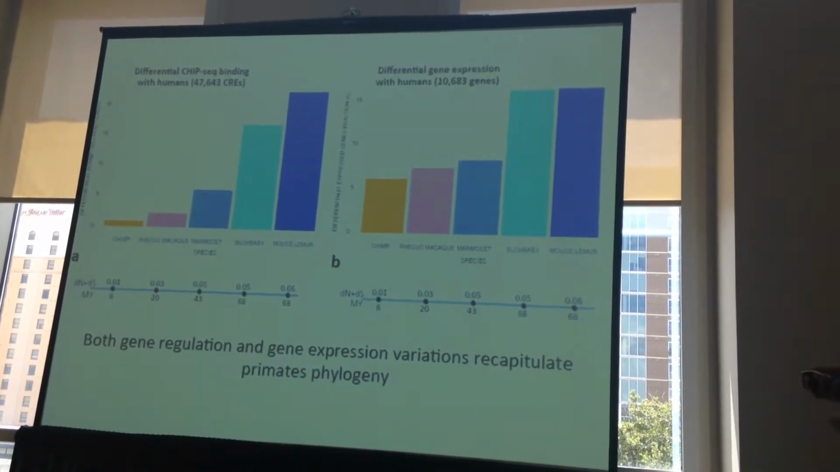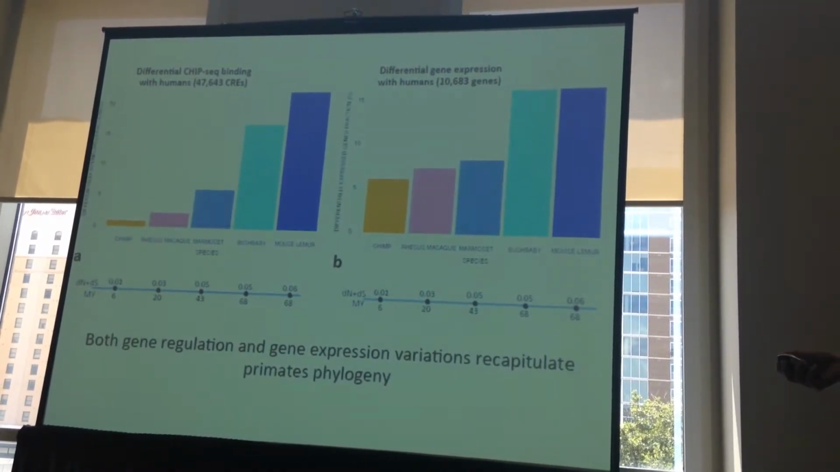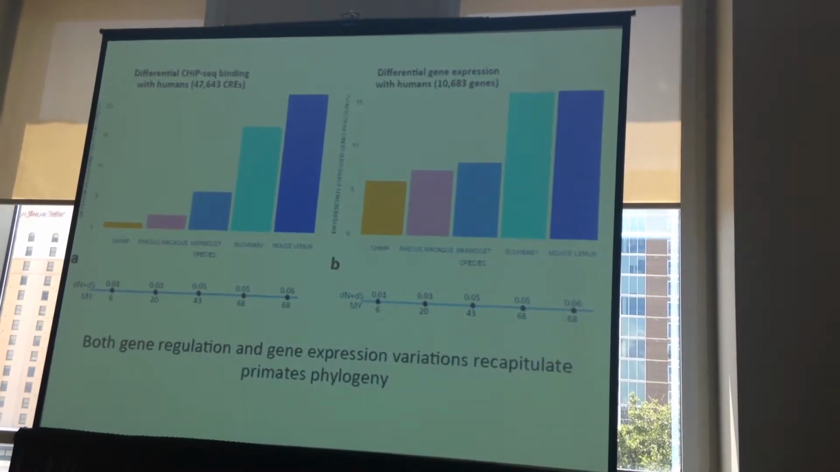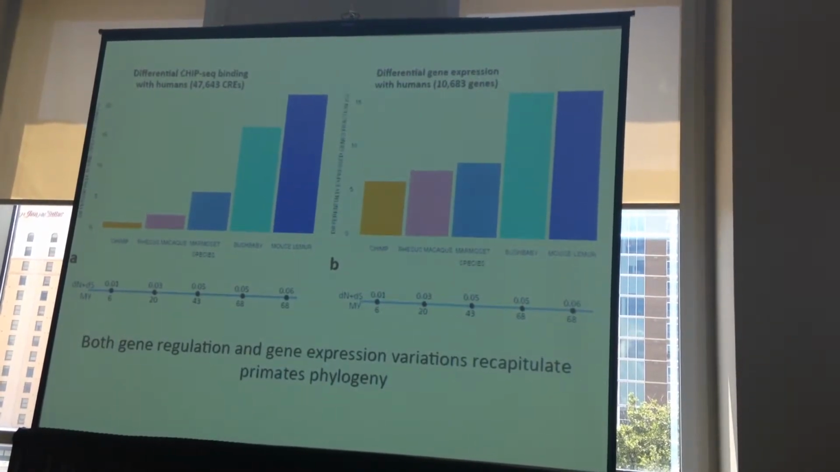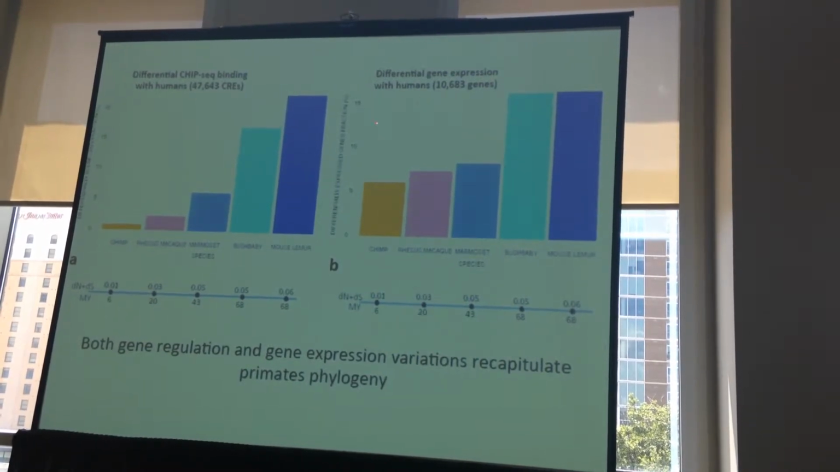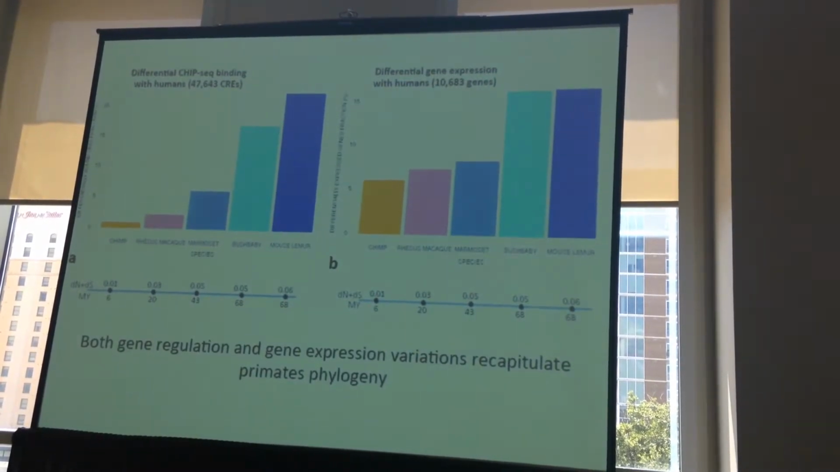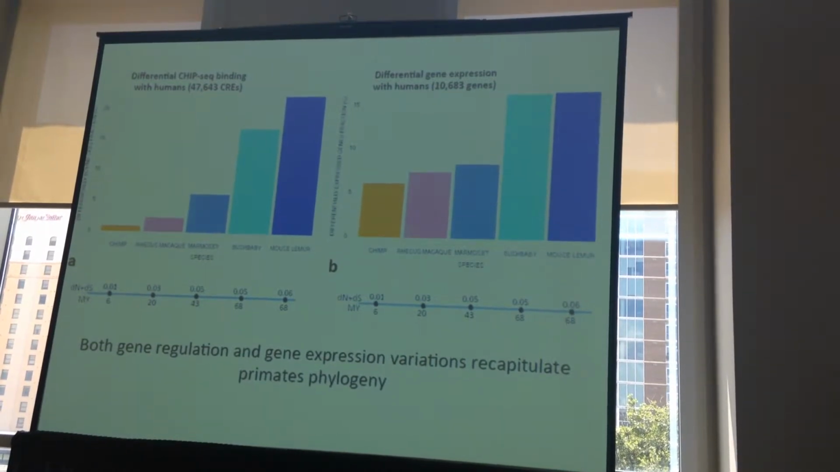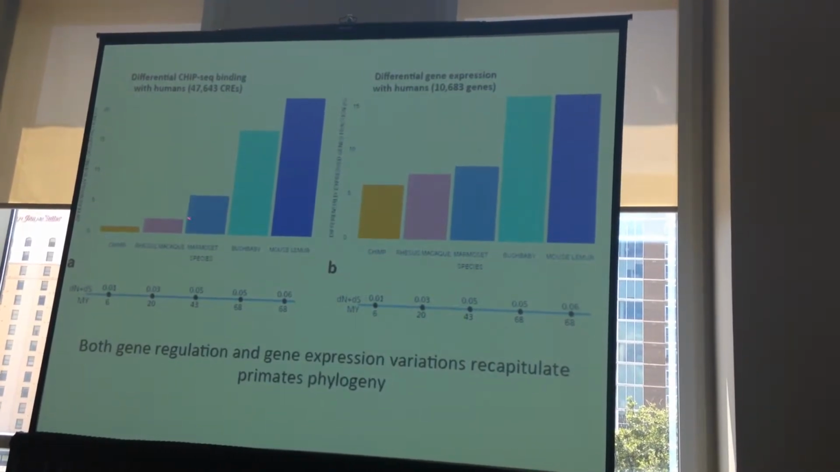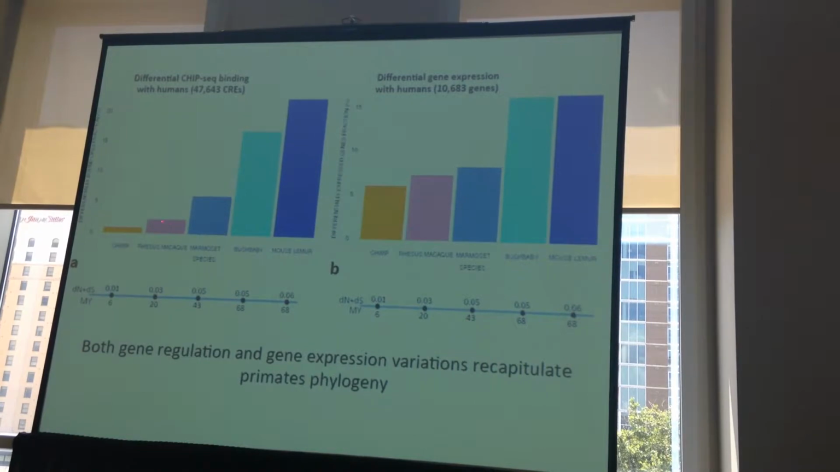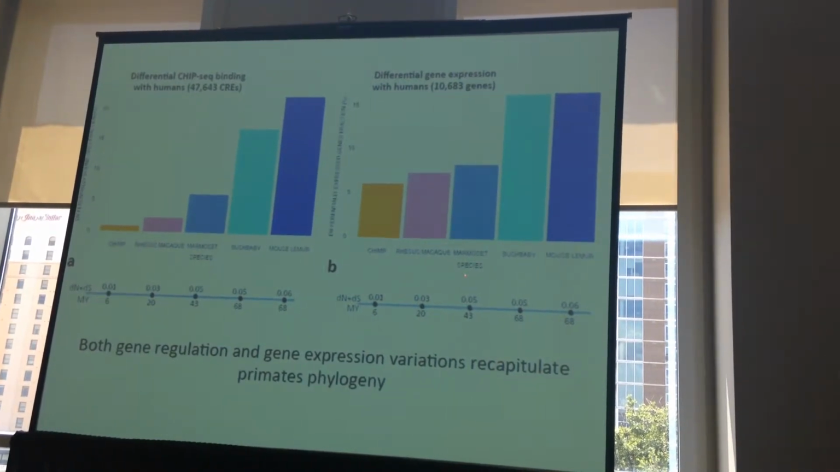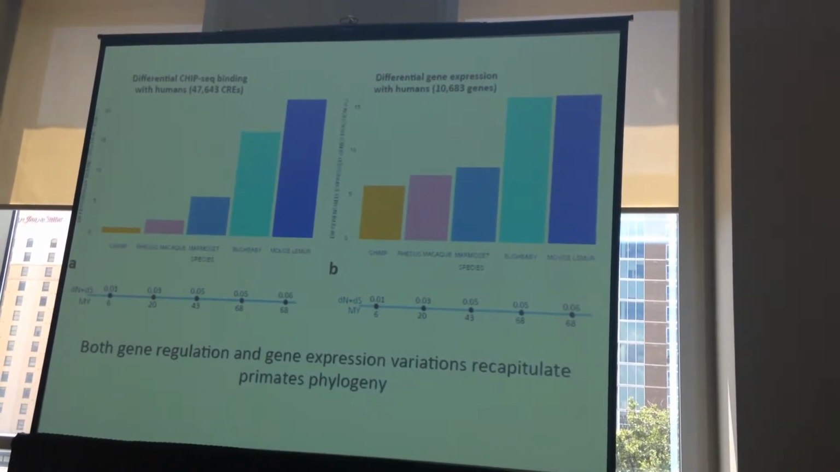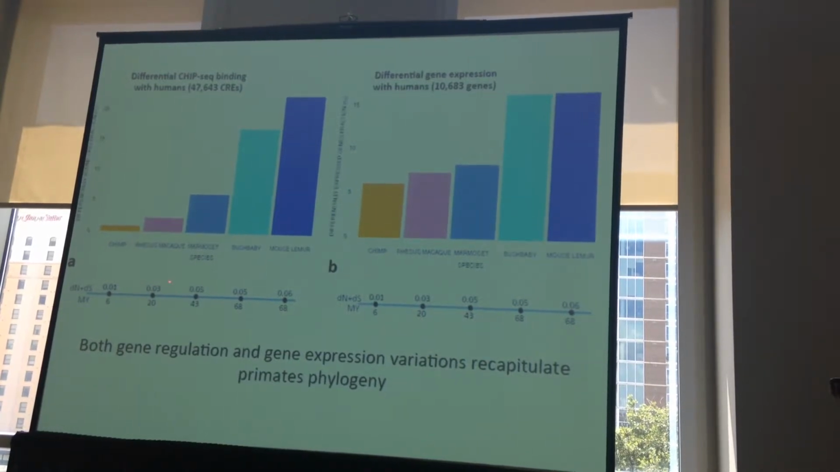So, enhancers showing a differential binding in comparison with human. And it's interesting because in both of the assays we see how the evolution of gene regulation and the evolution of gene expression both basically recapitulate the primates' phylogeny. So species that are more recently diverged from humans, for example chimp and rhesus, have a lower number of differentially expressed genes and enhancers showing a differential functionality.